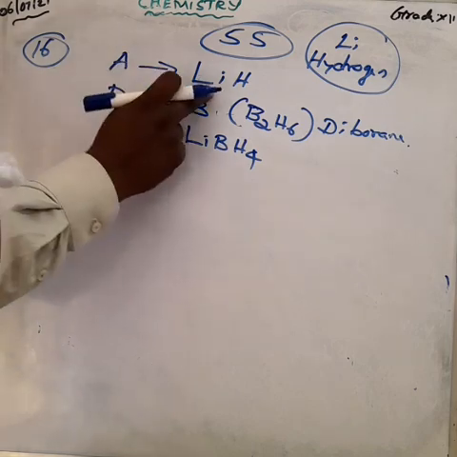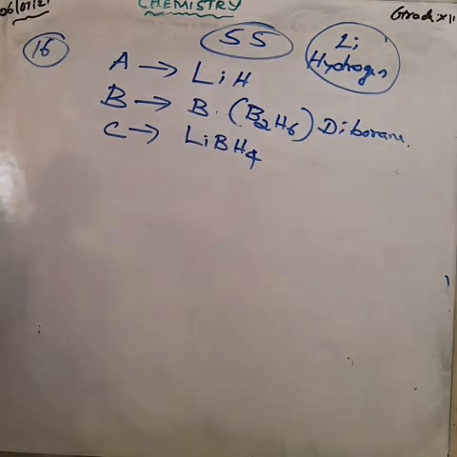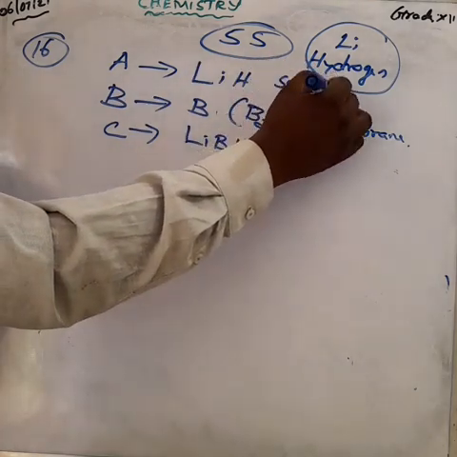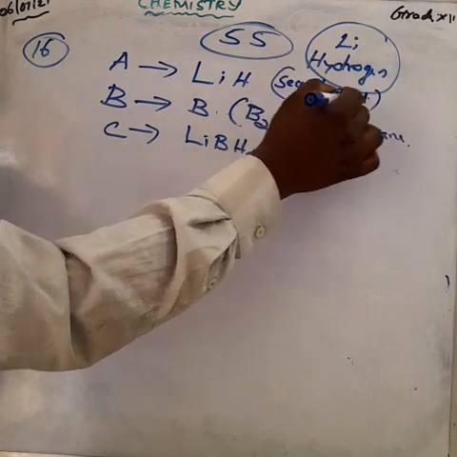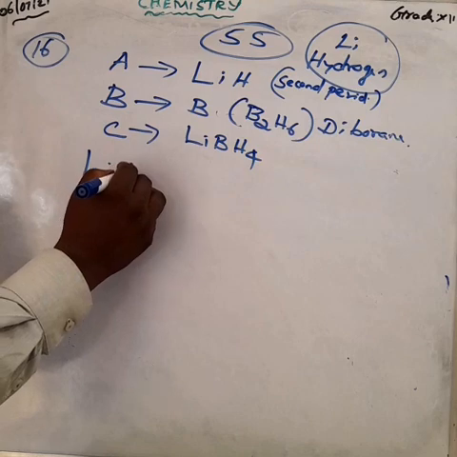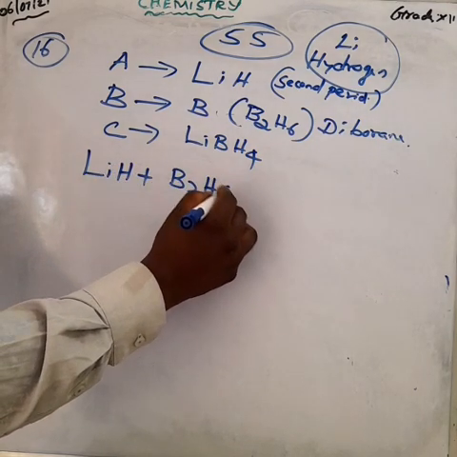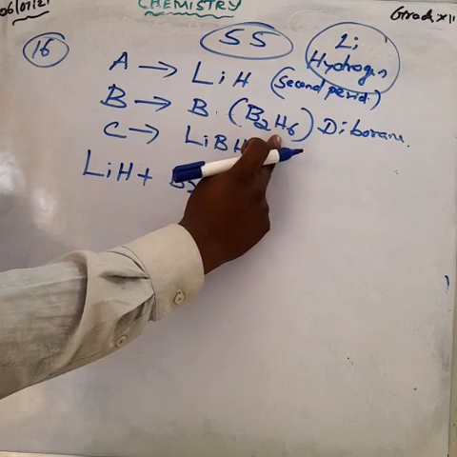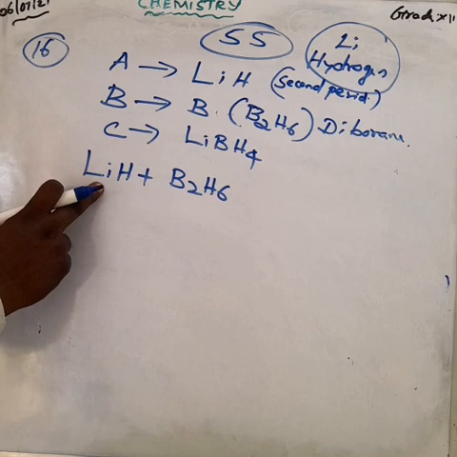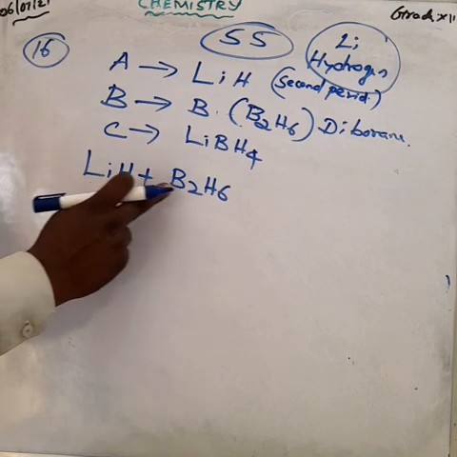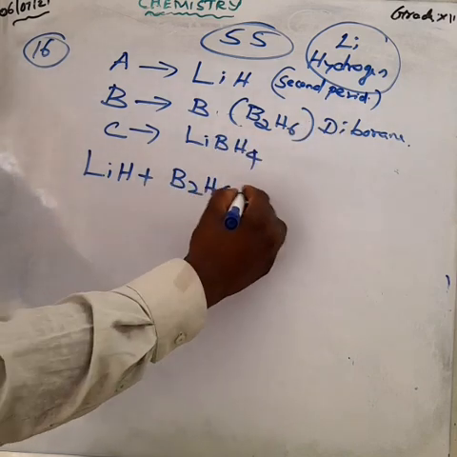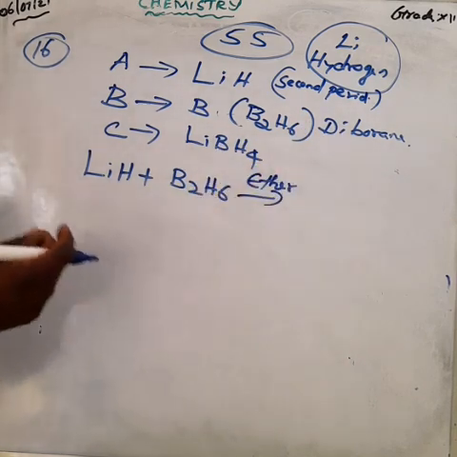The first one, A, is what? A means lithium hydride, that is the hydride of the second period alkali metal. This lithium hydride reacts with boron compounds. That is diborane, which we have in our textbook. That is B. What is the formula of B? B2H6. So I am going to write the equation: LiH, lithium hydride, reacts with B2H6, diborane, in the presence of ether, and we get a compound called lithium borohydride.